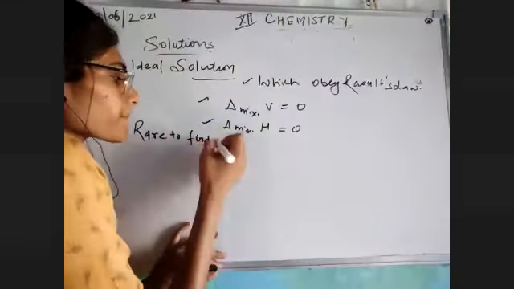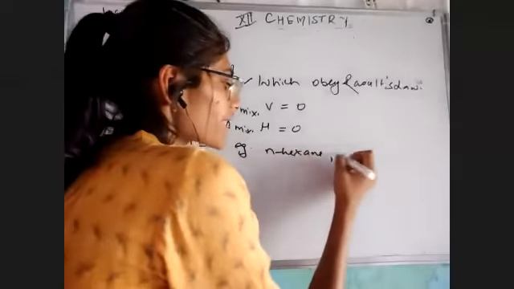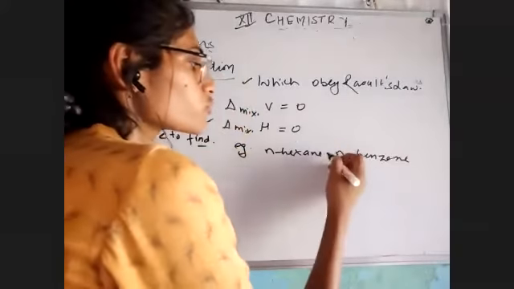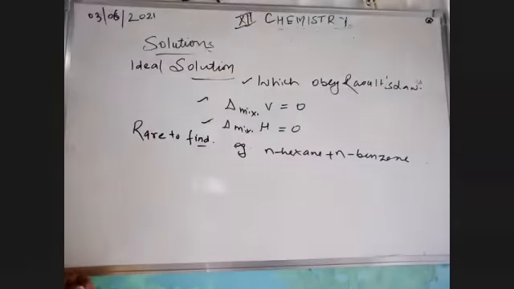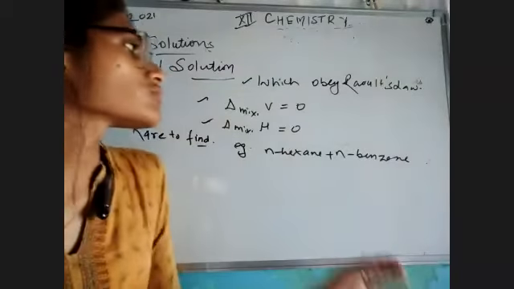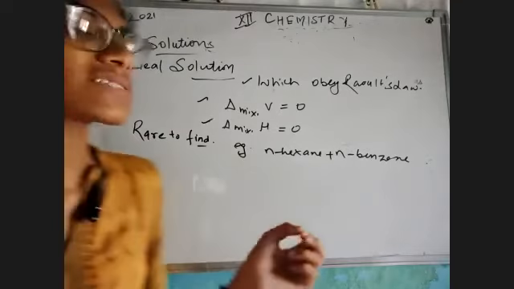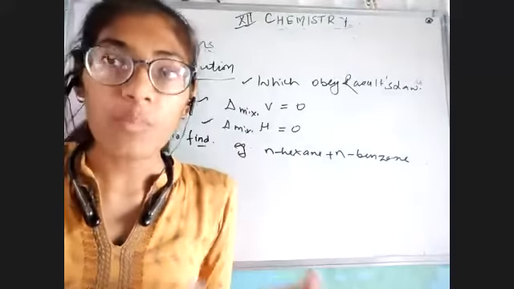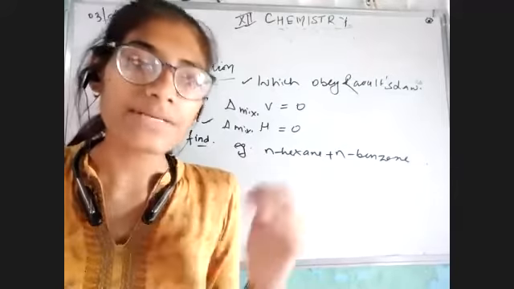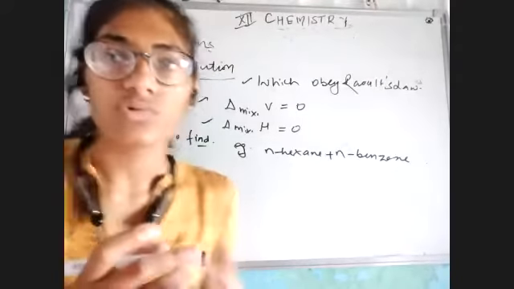Okay, but we have some examples like n-hexane and benzene, the solution of the two. Now the point is we have done this in the theoretical form, that they obey Raoult's law, the change in delta mixing V and the change in delta mixing H equals 0. Now the point is how can we explain it in the form of molecular interaction, that they are the ideal solution?